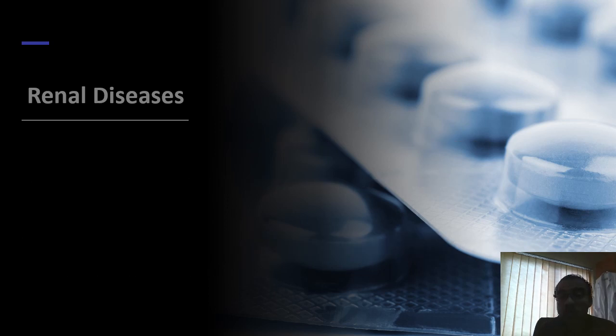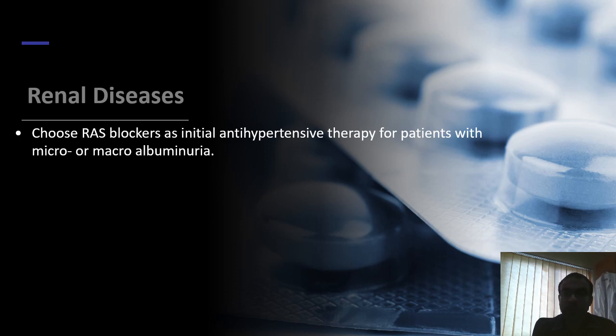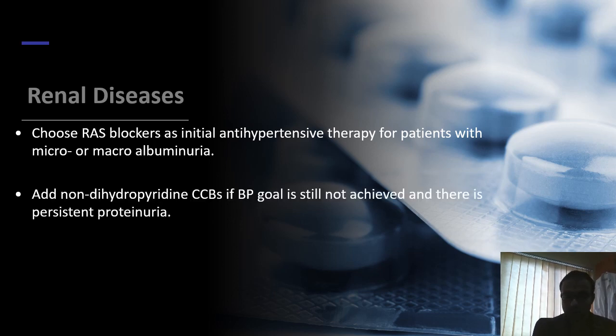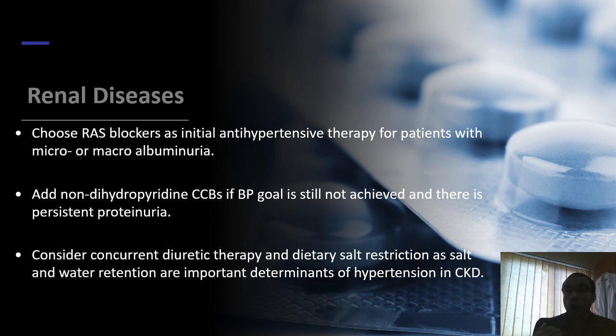for further reduction. Related to the choice of antihypertensive in renal disease, we can consider in general the RAS blockers, ACE inhibitor or ARB, for patients with either micro or macroalbuminuria. And the non-dihydropyridine CCB can be considered if there is persistent proteinuria. Also, it is important to consider the use of diuretics or salt restriction in patients with CKD in general, because the determinants of hypertension control in CKD are both water and salt retention.